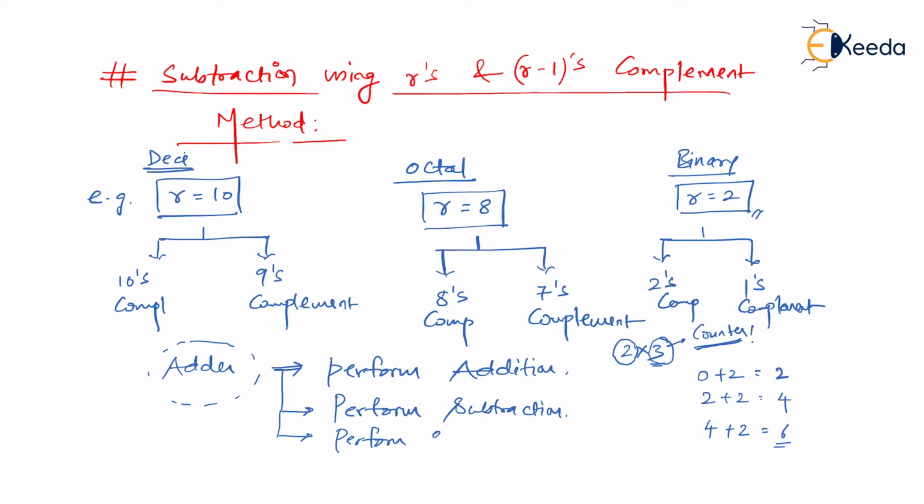As well as you can still perform multiplications also. And let me tell you, your division is nothing but successive subtractions. I repeat, division means actually successive subtractions. How come? Let's see. For example, if you want to perform this 15 divided by 3.